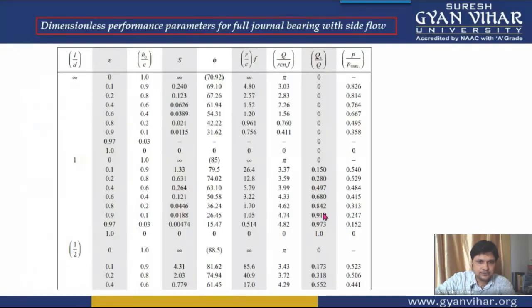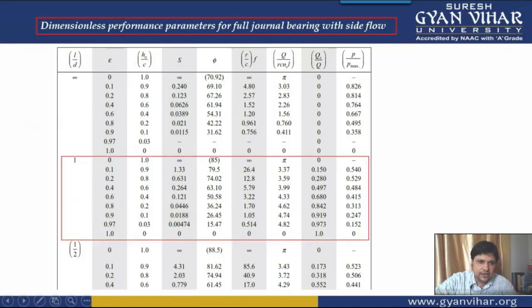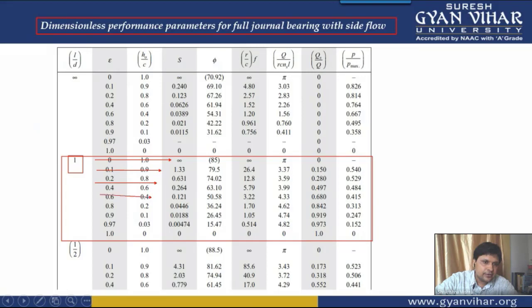Let me mention once again. The only thing is that you can get confused here. In this chart, if your L by D ratio is 1, one thought that is coming into your mind, I think, is how we have selected among all these values, which value we will have to take. This thought might be coming into your mind, that among all these values, which value we will take. So for that, we have calculated the Sommerfeld number.